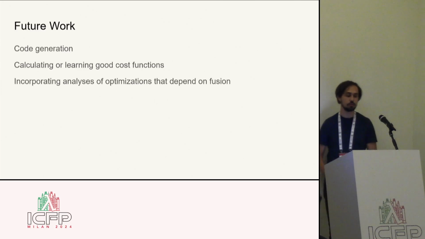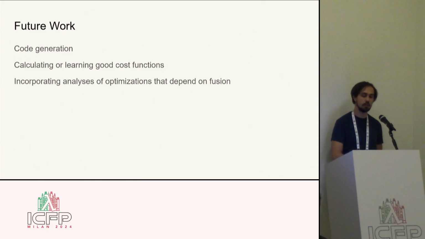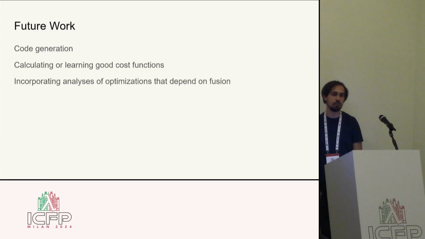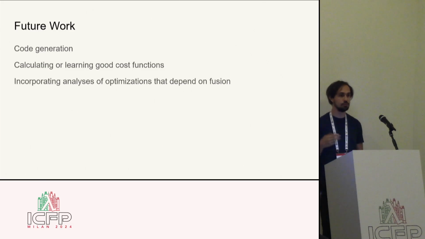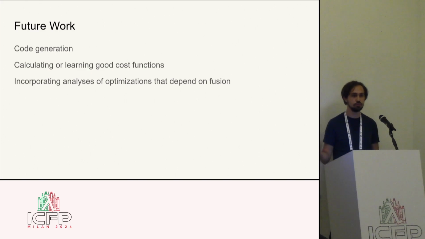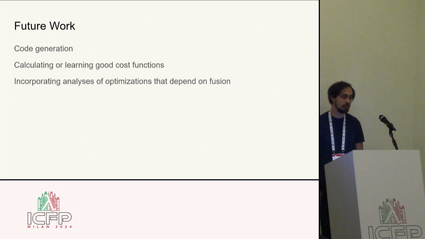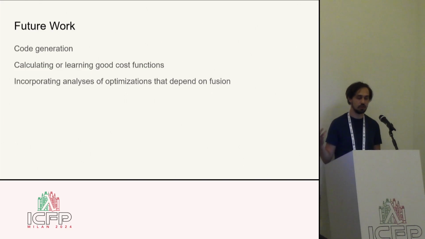So again, we're currently working on code generation for these fused clusters. We're considering trying to figure out a way to either calculate good cost functions or maybe learn them through some data techniques. Finally, there's also a bunch of other optimizations, such as in-place updates or work duplication, which seem to really depend on fusion. So depending on which fusion assignment you choose, there are opportunities for in-place updates which may or may not be available. So ideally, we would also take all of these other optimizations into account when deciding on our fusion assignment.